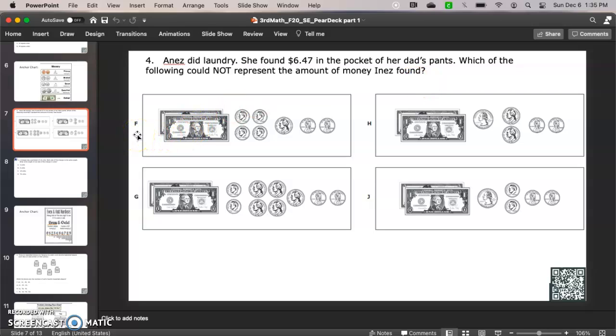F, G, H, J. Remember, if you want to pause, you can.